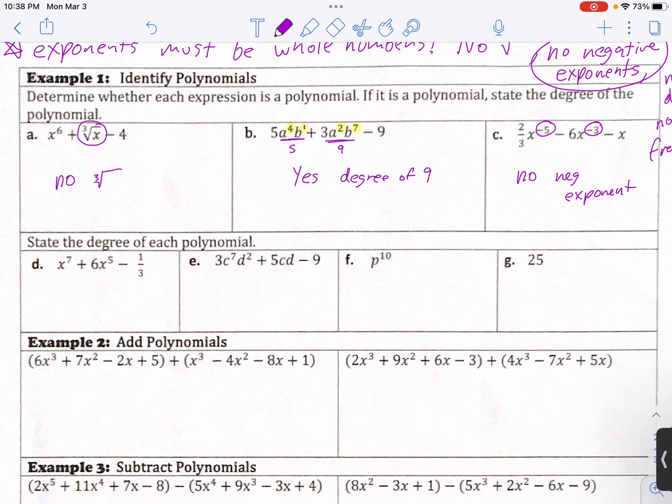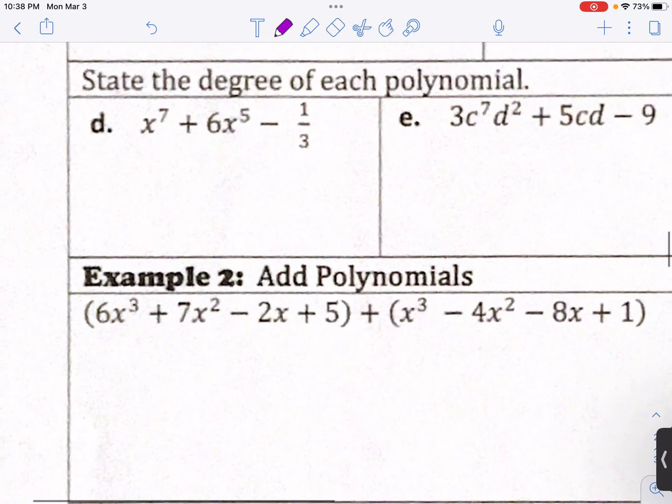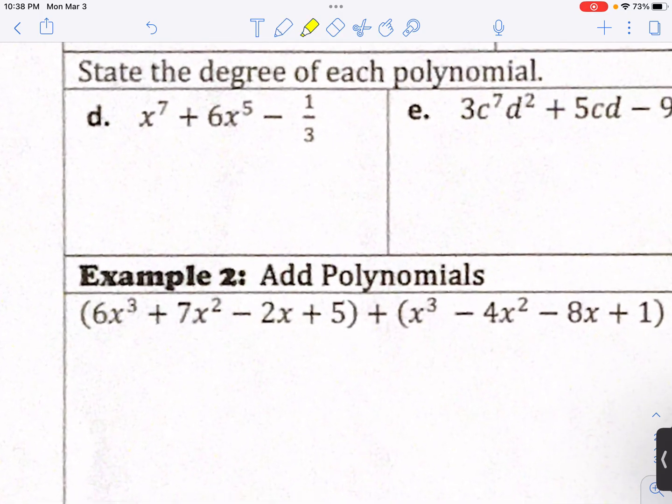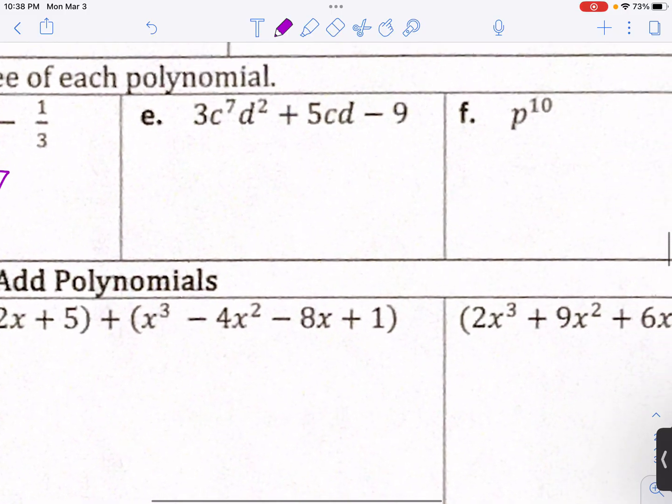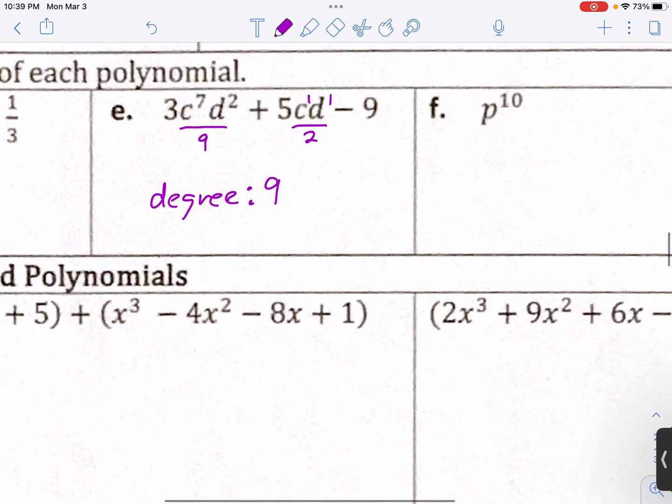Next one. For these ones, we're practicing just naming the degree. Again, we're going to look at our exponents. 7, 5, and again, we got a fraction, but that's okay because remember, this is not an exponent, so we can still deal with fractions. In this case, we're looking at the biggest one, so degree 7. Again, we know what to do when there's multiple of them. Remember, we're going to add them. So this one right here, I'll say this is degree 9.